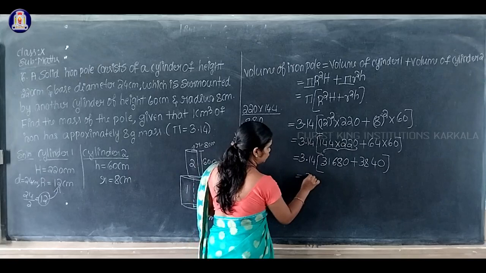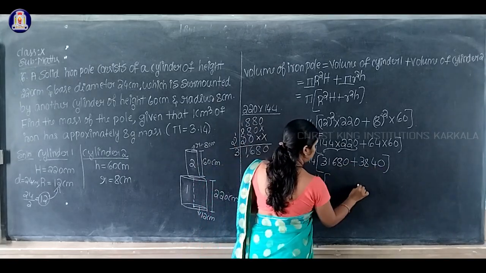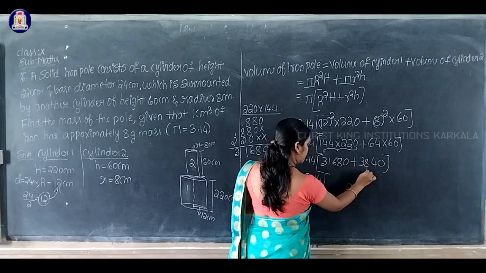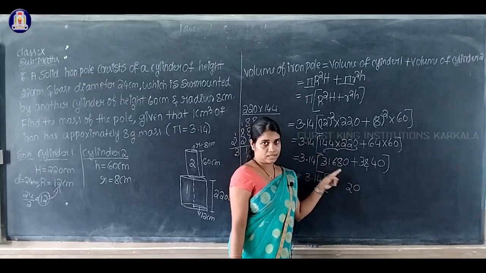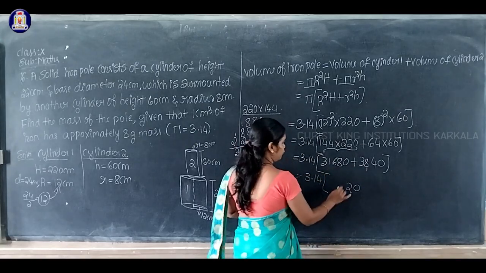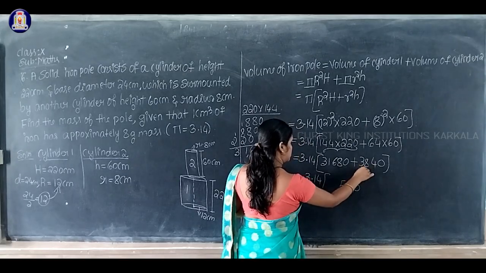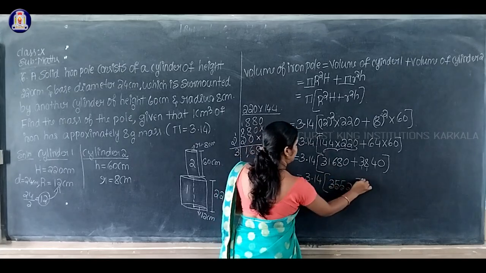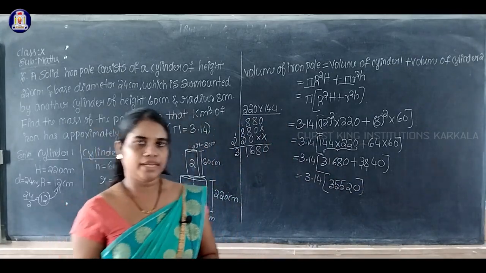Now add these two numbers. 0 plus 0 is 0, 8 plus 4 is 12, 1 carrying, 8 plus 1 is 9, 9 plus 6 equals 15, 1 carrying, 3 plus 1 is 4, 4 plus 1 is 5. So you will get 35,520.